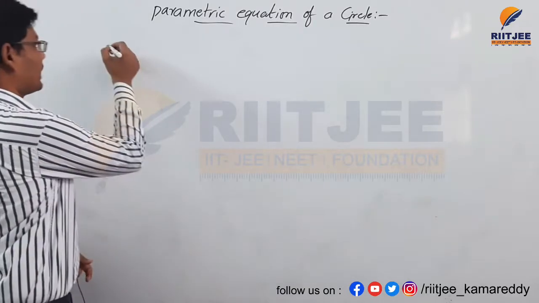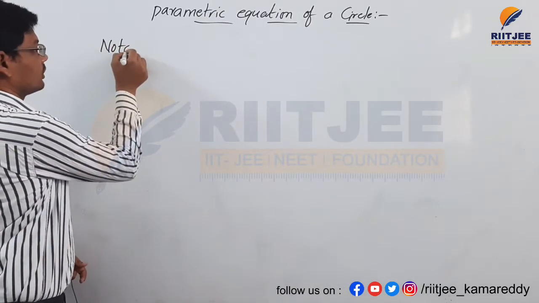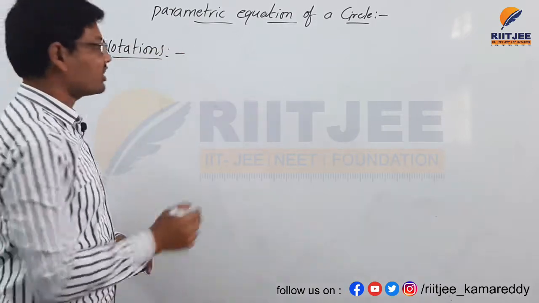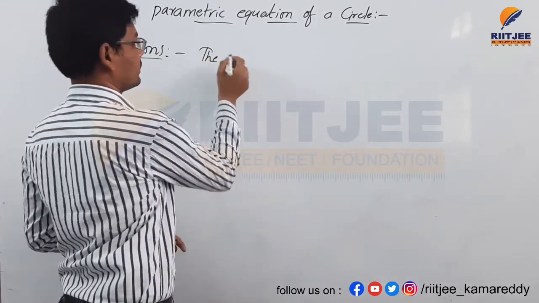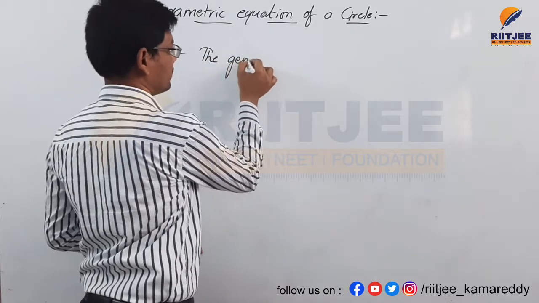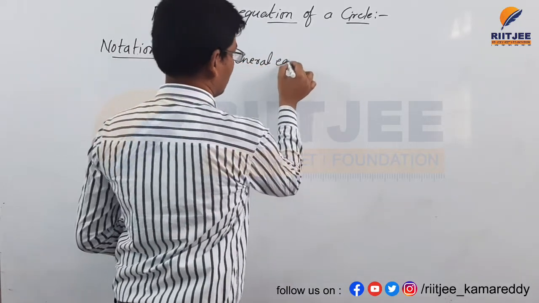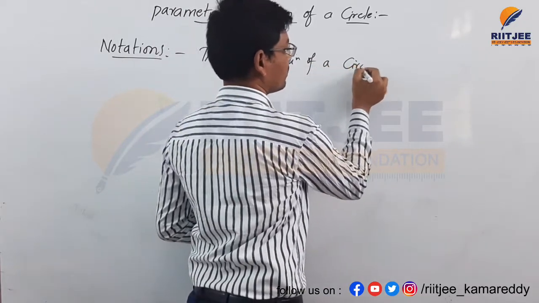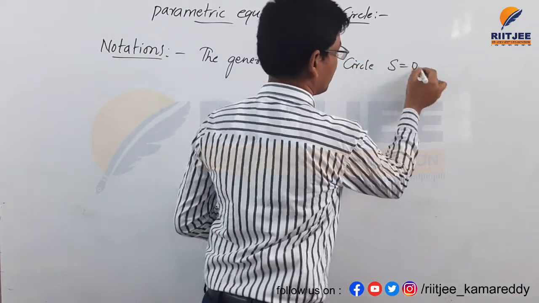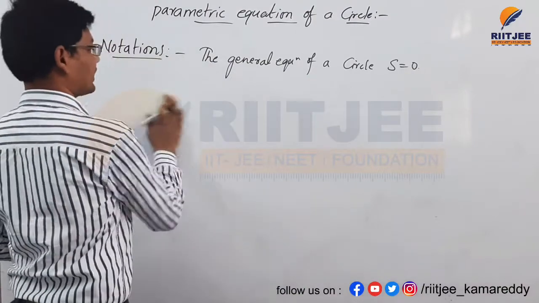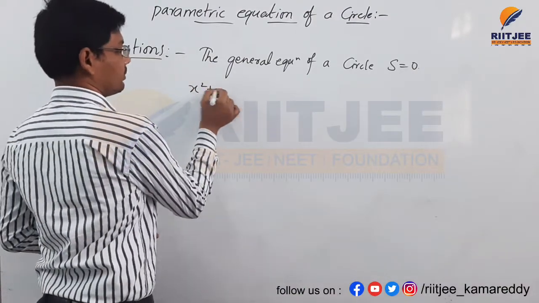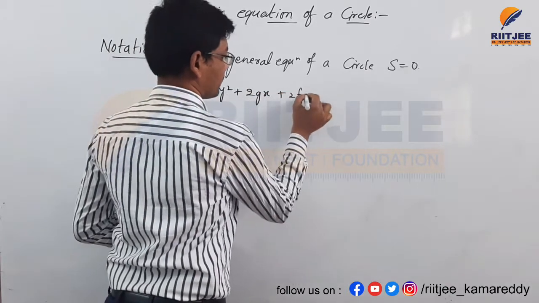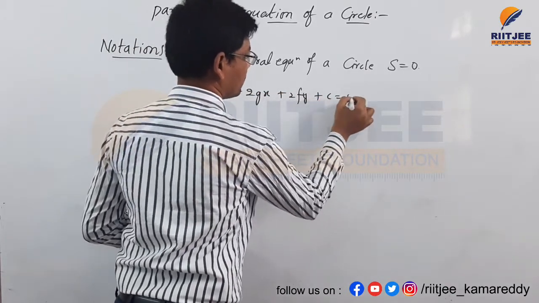And the notations are: the general equation of a circle, that is S is equal to 0, is x square plus y square plus 2gx plus 2fy plus c is equal to 0.